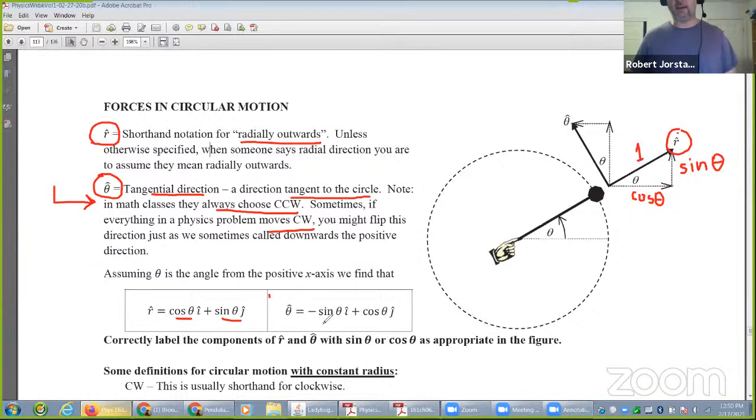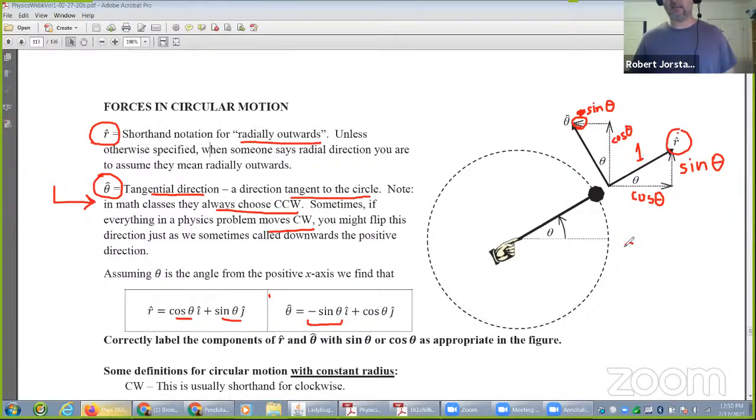Similarly, theta hat is a little bit different. You get a negative sine theta. So this is negative sine theta up here, or sine theta to the left. Normally, we don't write the minus sign. We just use the arrowhead. So the minus sign is right there, and this one would be cosine. Again, sine squared plus cosine squared is 1.